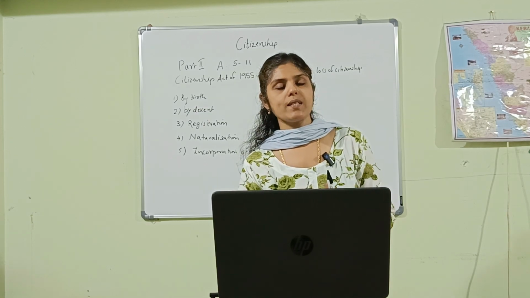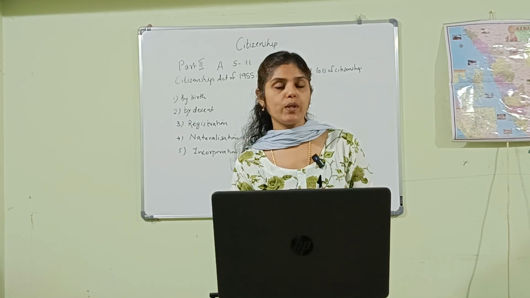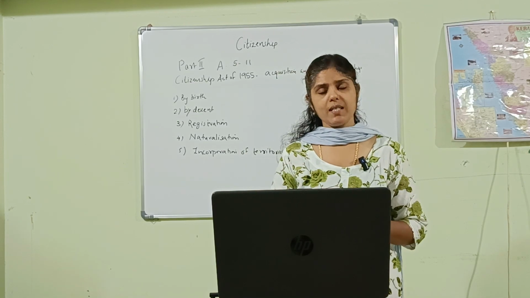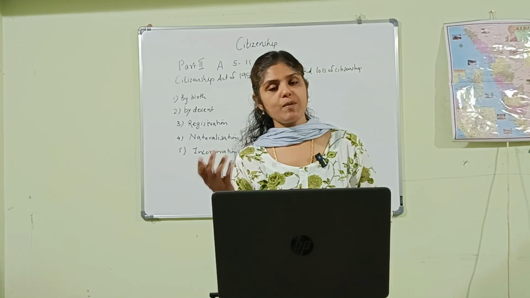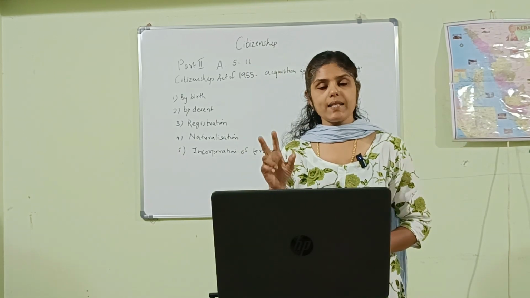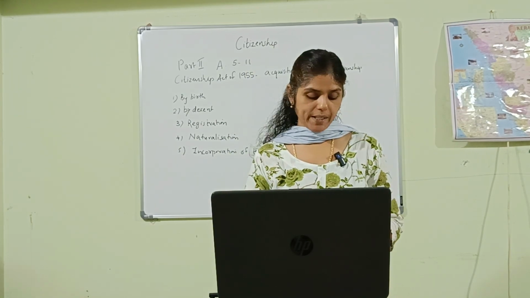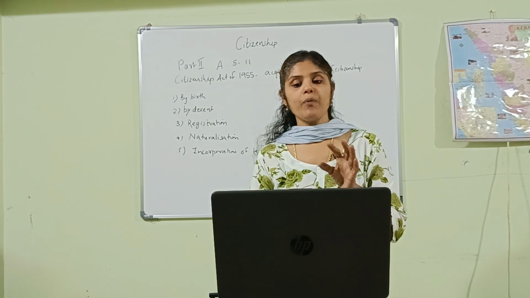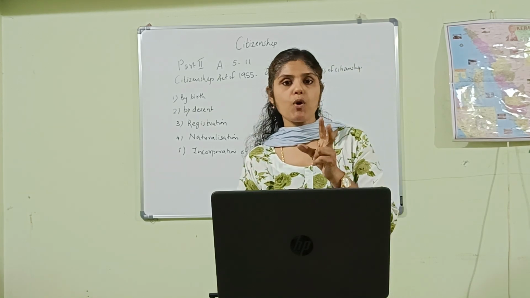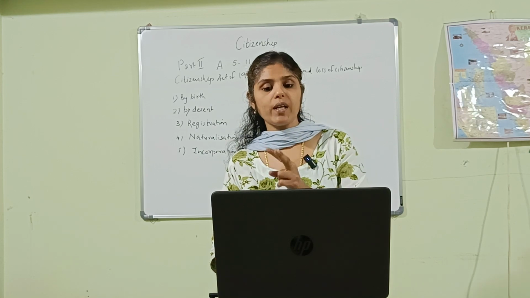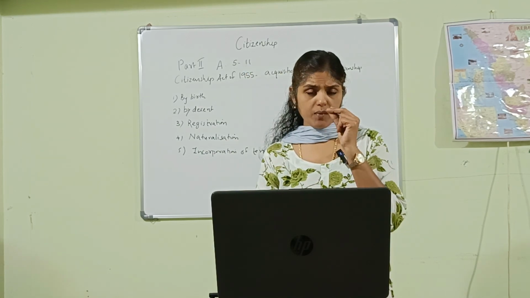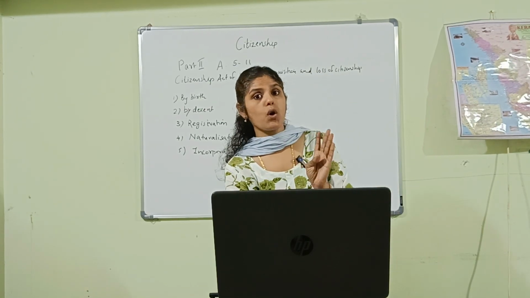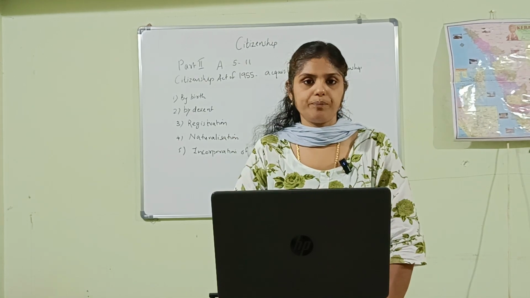By birth, a person acquires citizenship when he is born on or after January 26, 1950, but before 1st July 1987. He can be considered a citizen of India irrespective of the nationality of his parents. In the second case, if he is born on or after July 1st, 1987, he can be considered a citizen only if either of his parents is a citizen of India at the time of his birth. And the third condition, if he is born on or after December 3rd, 2004, he can be considered a citizen only if both of his parents are Indian citizens, or one of his parents is a citizen of India and the other is not an illegal migrant at the time of his birth.